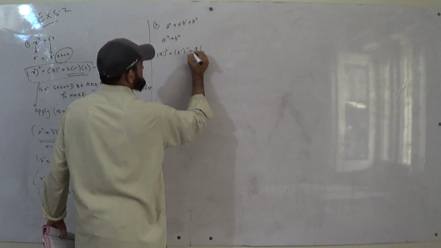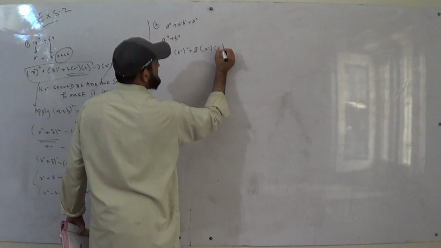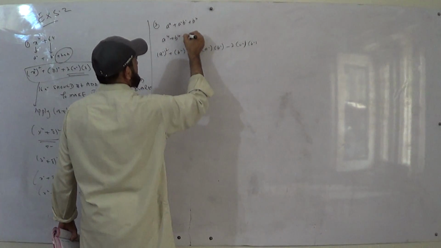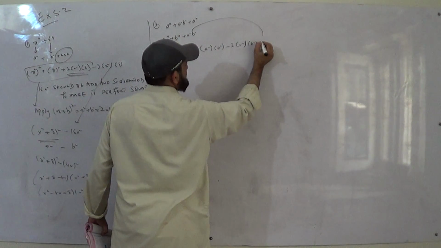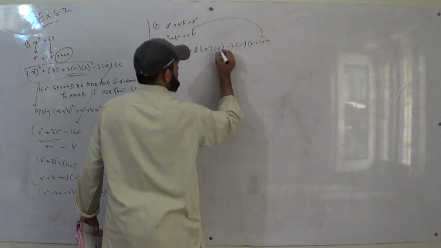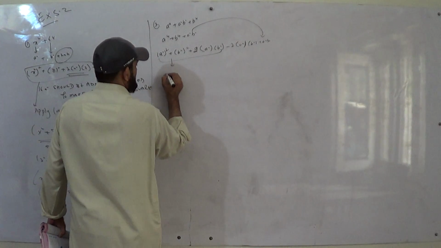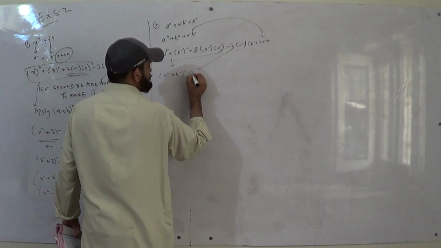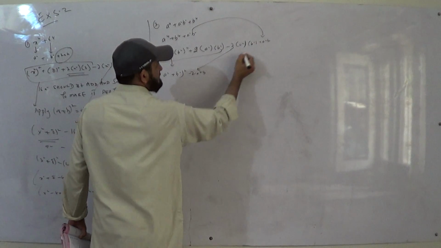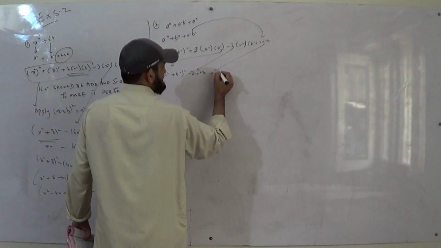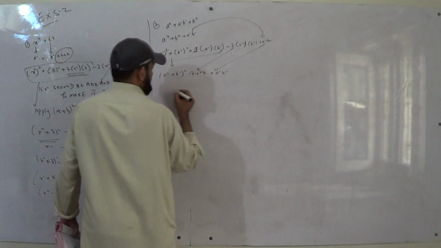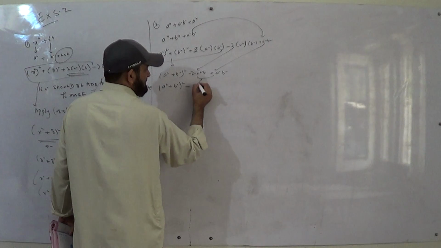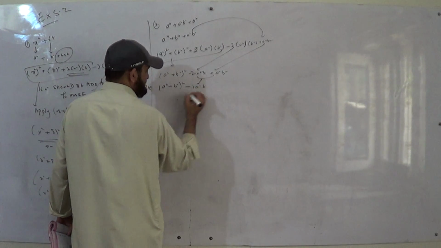Plus 2ab minus 2ab. What is left here? A square b square will be at the end, plus a square b square. We apply the formula (a + b) whole square minus 2 a square b square plus a square b square. (a square plus b square) whole square, it will be minus 1 a square b square.